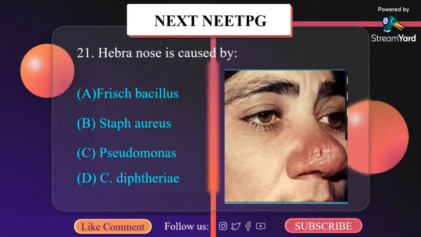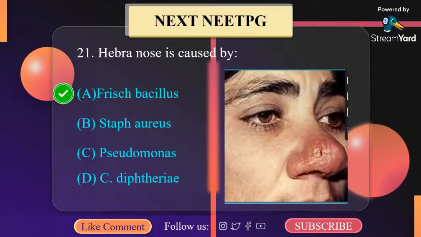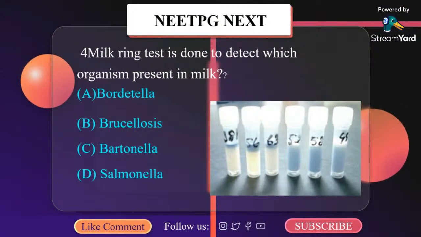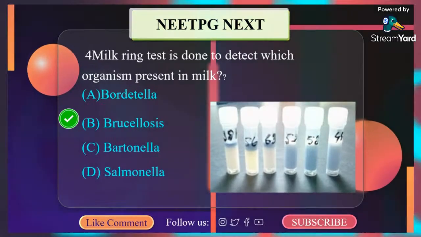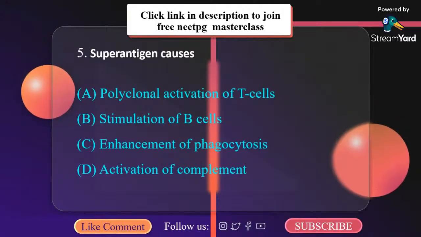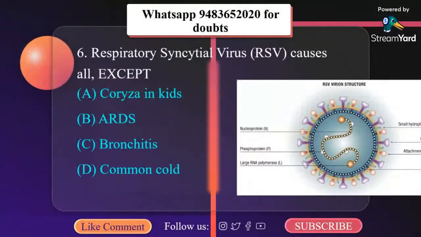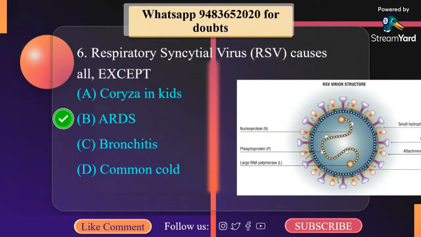Now, Hansen's disease is caused by A. Hansen's bacillus, B. Staph aureus, C. Pseudomonas, D. It is Hansen's bacillus. Milk ring test is done to detect which organism present in milk: Bordetella, Brucella, Bartonella, Salmonella. It is Brucella. Superantigen causes A. Polyclonal activation of T cells, stimulation of B cells, enhancement of phagocytosis, activation of complement. Polyclonal activation of T cells. Respiratory syncytial virus causes all: coryza, croup, ARDS, bronchitis, common cold, except ARDS.